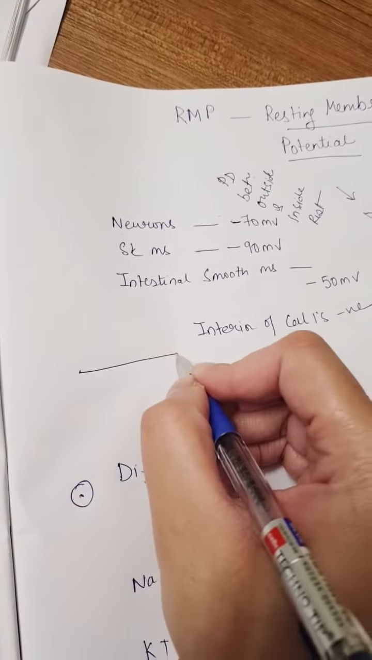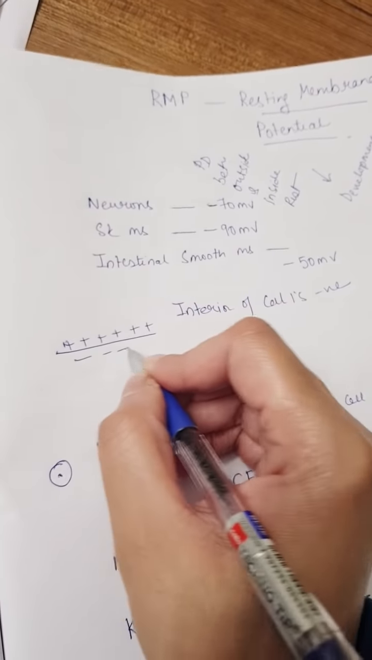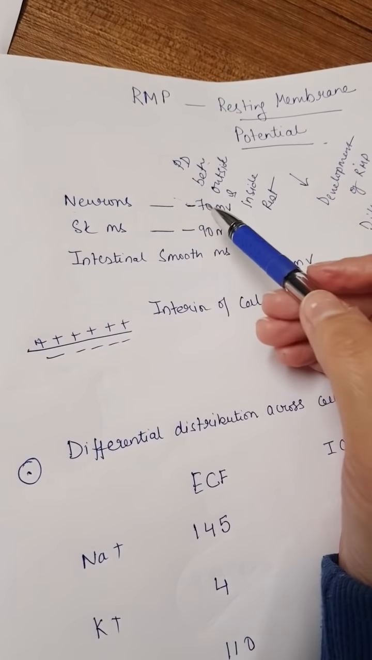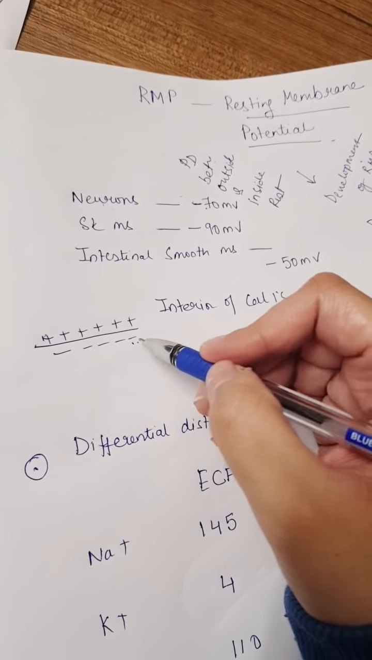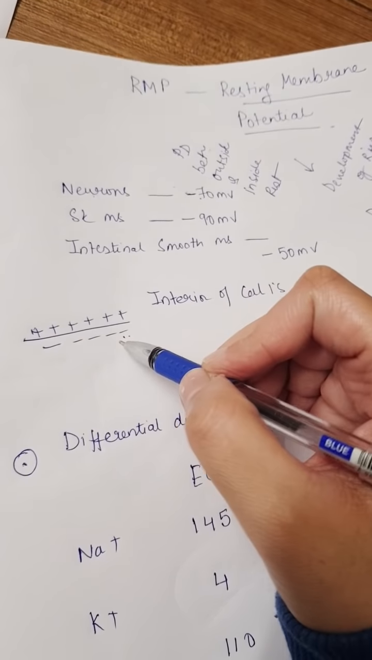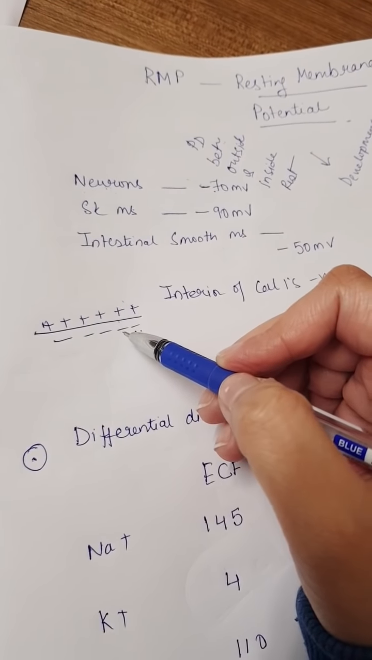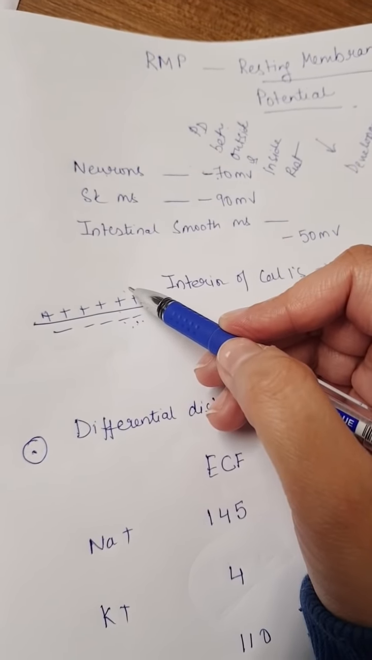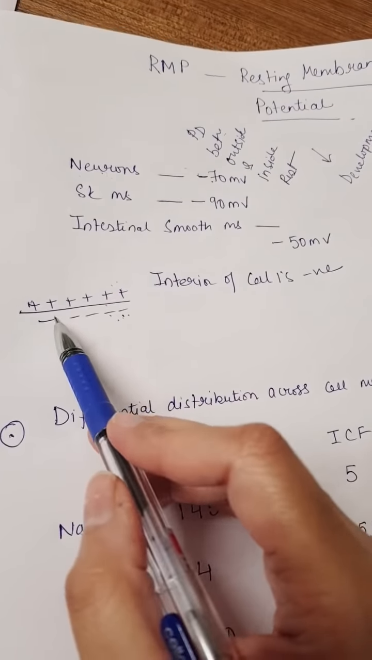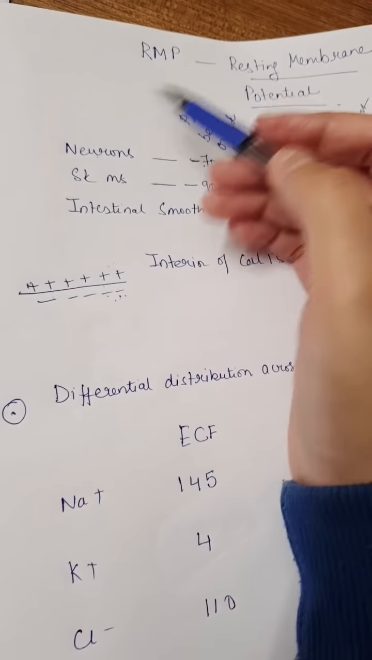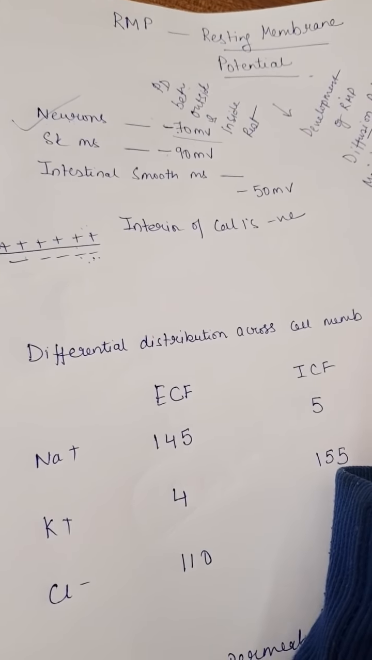So we have talked about this membrane. The outside surface is positive and the inside is negative. So for neurons, the interior is minus 70 millivolt negative with respect to the outside, skeletal muscles minus 90 millivolt negative with respect to the outside, and intestinal smooth muscles minus 50 millivolt negative with respect to the outside. Okay, so how does this potential develop? We will mainly talk about neurons and the minus 70 millivolt. How does this resting membrane potential develop?